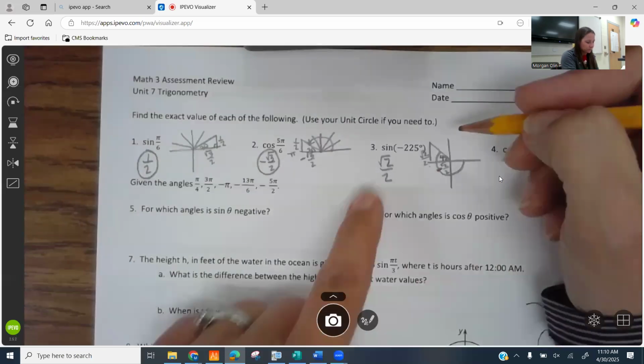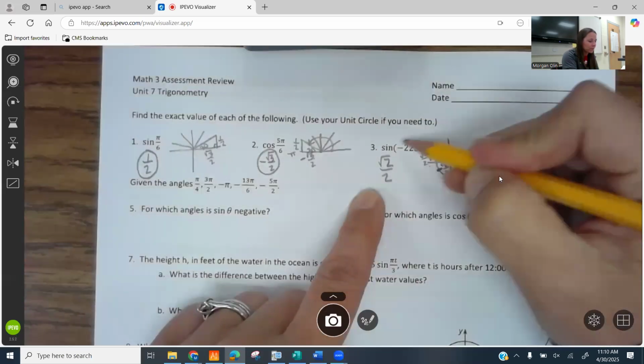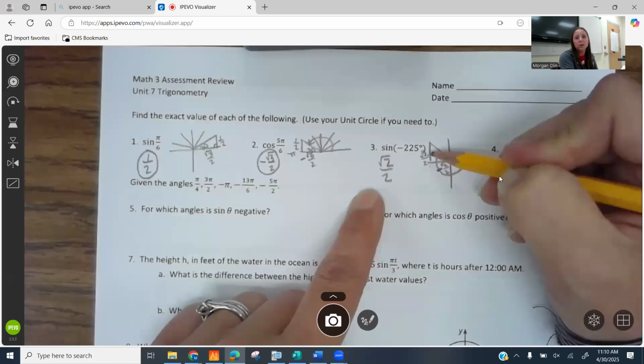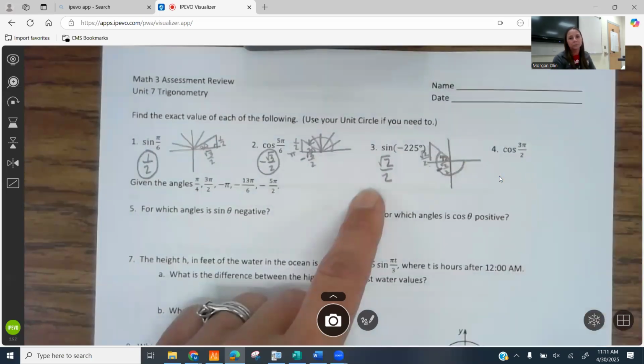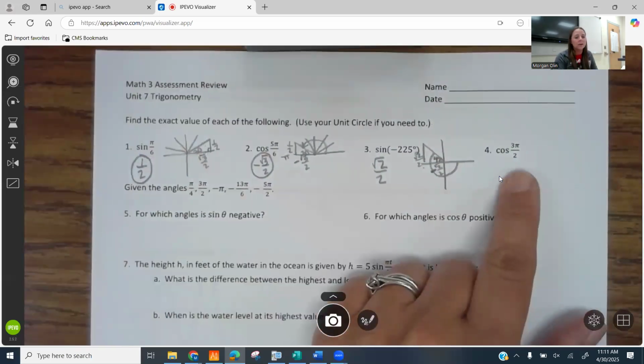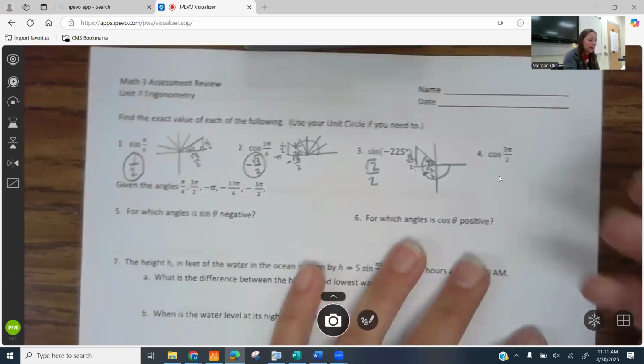All right, but here I'm looking for sine. I'm looking for the y value, so positive square root of 2 over 2. All right, and this right here. Okay, cosine of 3 pi over 2.